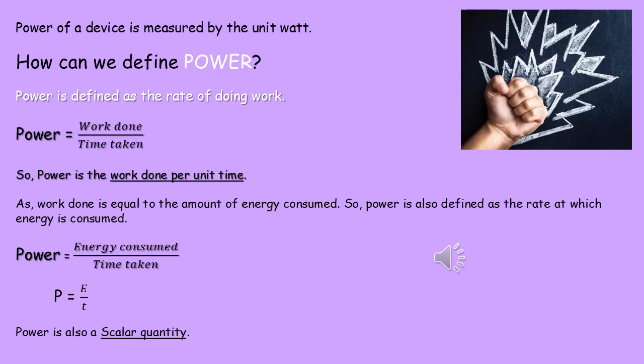Now, we know that work done is equal to the amount of energy consumed. So, power can also be defined as the rate at which energy is being consumed. So, we can redefine power as energy consumed by time taken. So, P is equal to E by T. And one more thing we have to remember: as work done is a scalar quantity, power is also a scalar quantity. It does not have any direction, only magnitude.